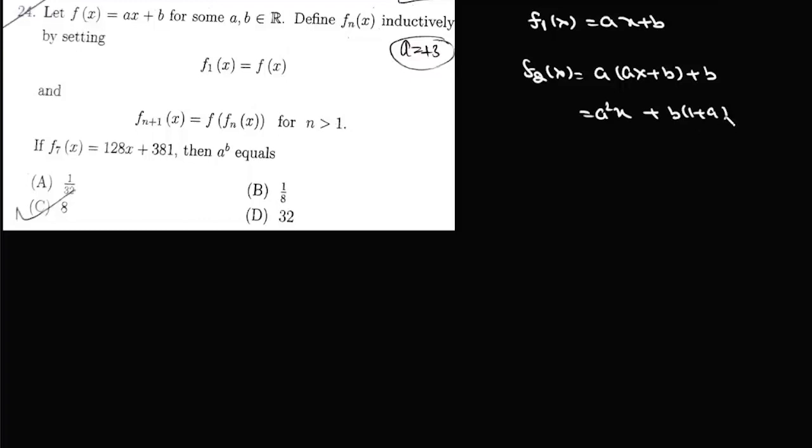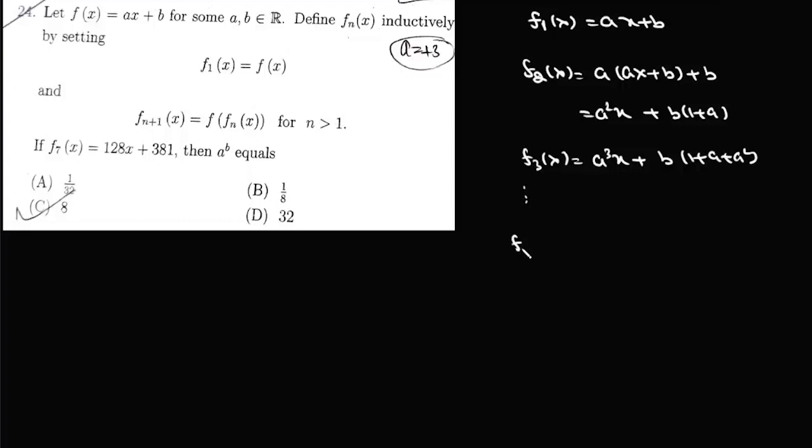Now in question number 24, we are given f1x, which is ax plus b. Now f2x will be a into ax plus b, plus b. So there will be a square x plus b into 1 plus a. Now f3x will be a cube x plus b into 1 plus a plus a square.